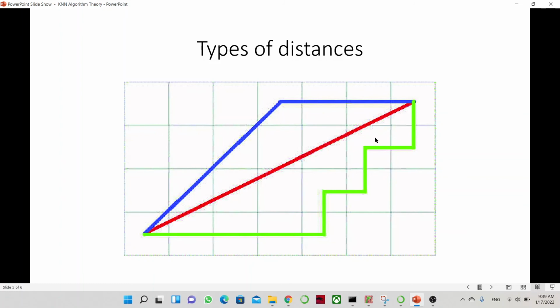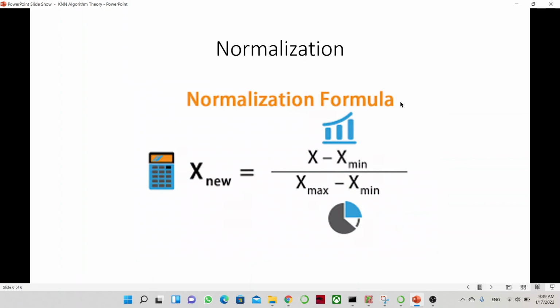Okay, another topic we're going to cover today is normalization, which we're going to be using in the coding. So we reassign the current value, let's say it's x, by subtracting the minimum value in the data set from it, and dividing the output of this by the difference between the maximum value and the minimum value.